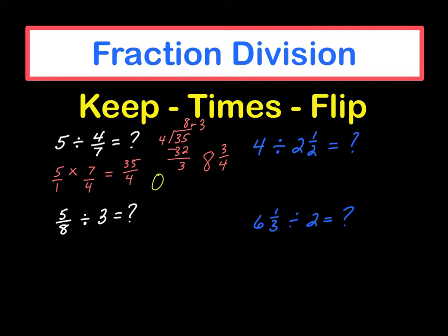With my class, I remind them QRD. There's a little visual to remember that the quotient is the whole number, which was 8. The remainder, which was 3, is the numerator, and the denominator stays the same.